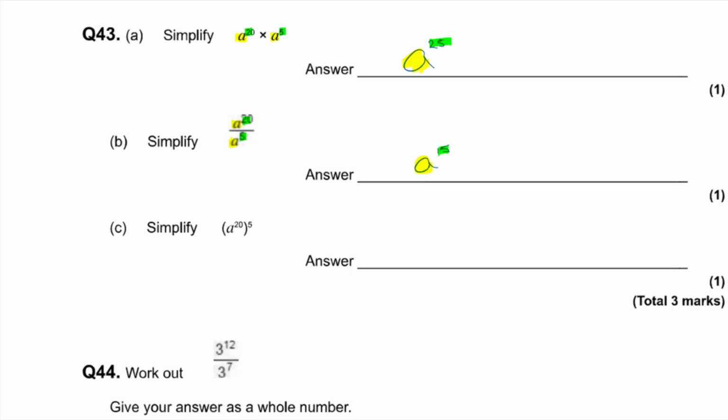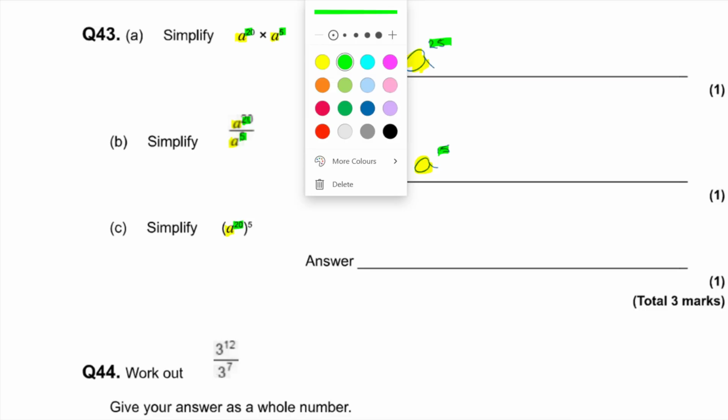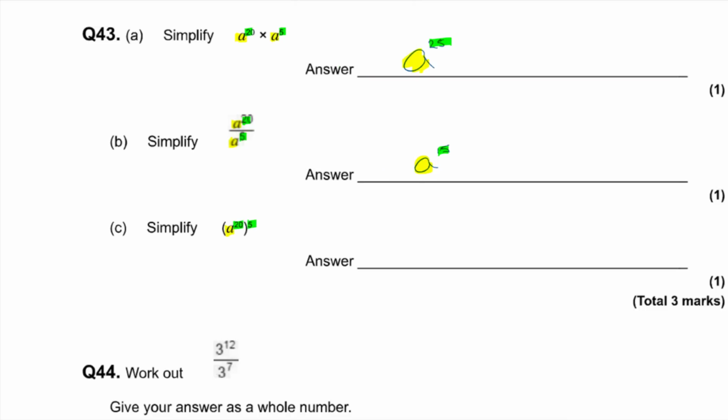Part C, a to the power of 20 raised to the power of 5. So I've got a number with an index and I'm raising that to a power. So what I'm going to be doing is multiplying those indices, those powers together, aren't I? That's a to the power of 20 times 5, which is 100, isn't it? So a is my base and 100 is my power.